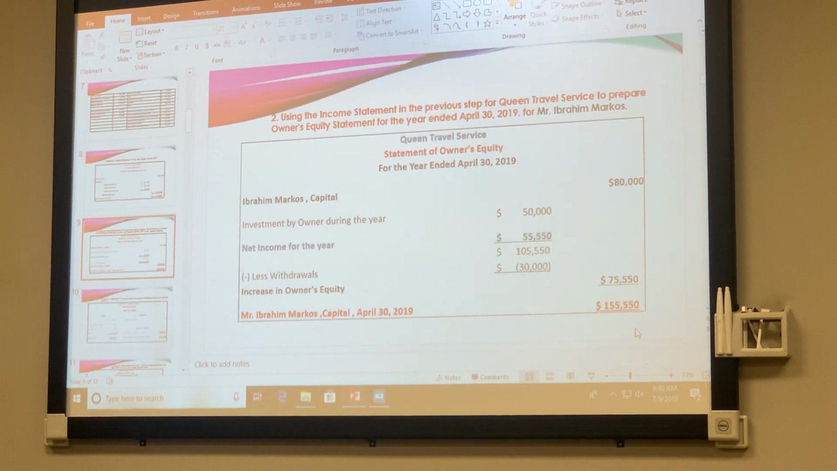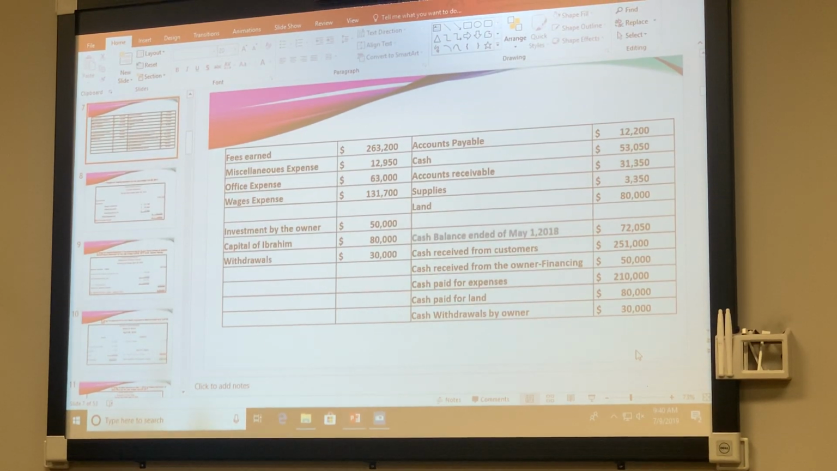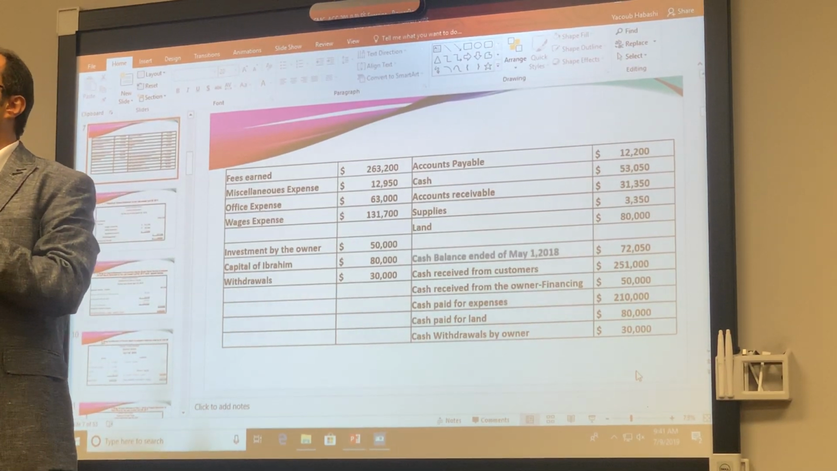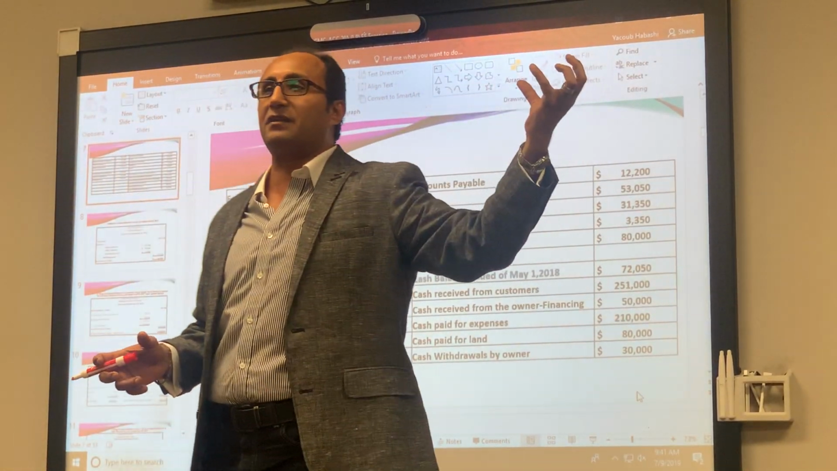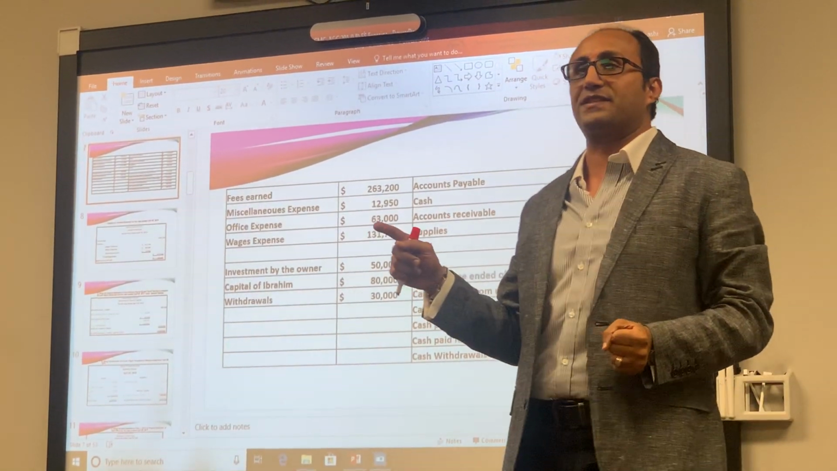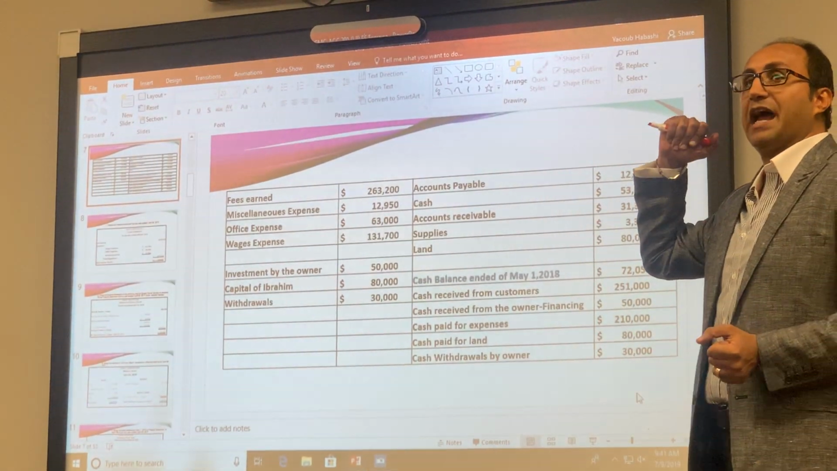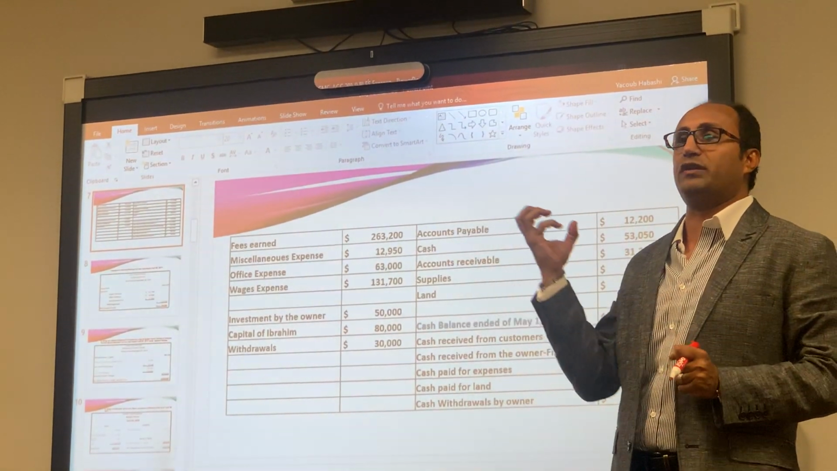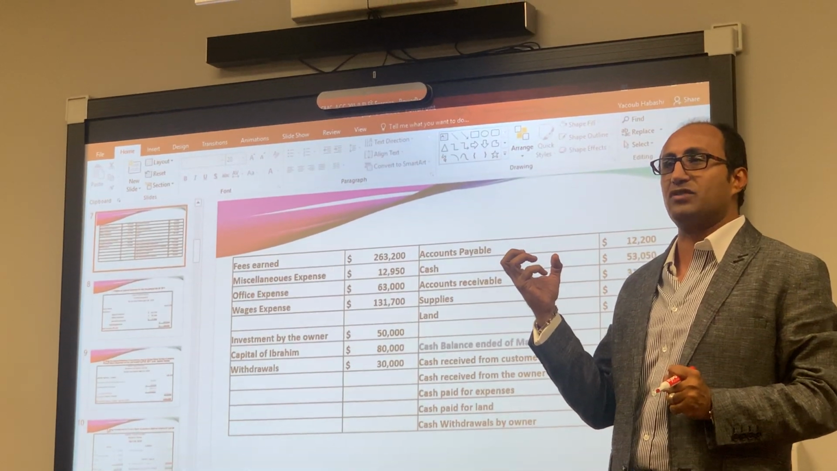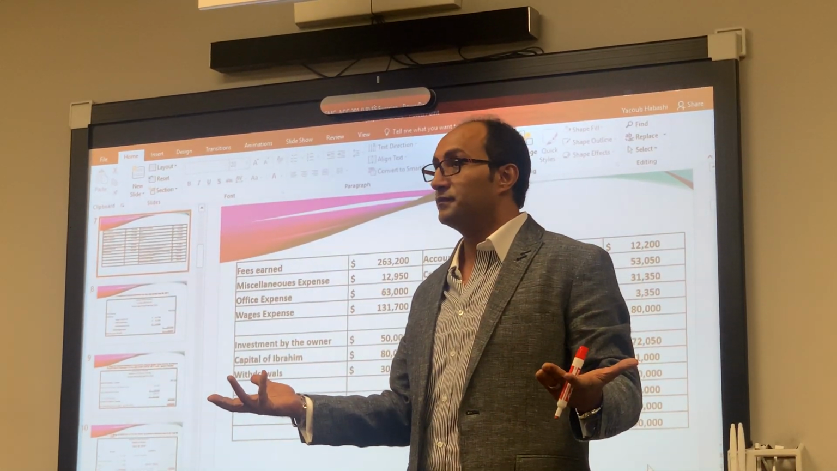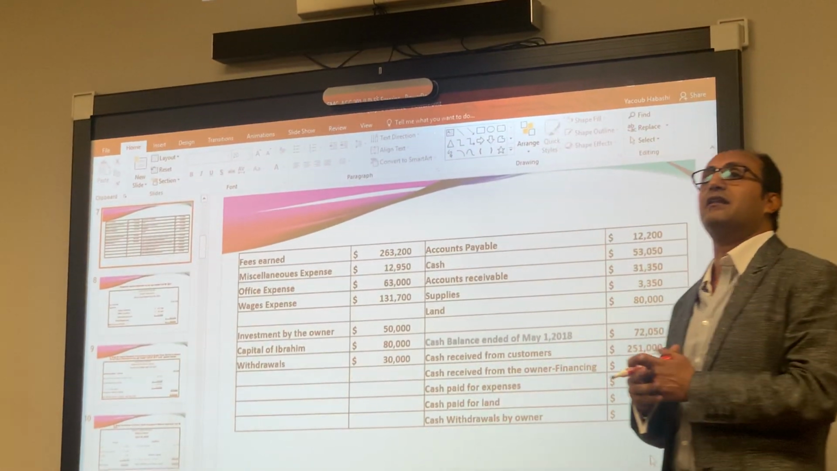Go back to our data. We finished first the income statement. Take the number from the income statement, the net income, 55,000, and put it in the owner equity as net income. And we will use the number from the owner equity, 155,000, to put it in the balance sheet, under the owner equity section.